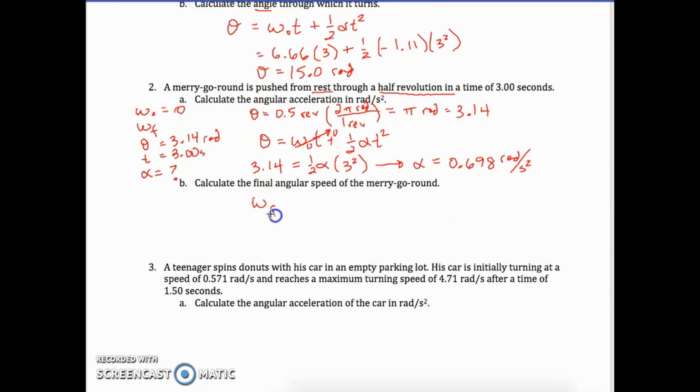Calculating the final angular speed, you can use any equation that you like as long as it has omega f in it. So let's use this one. Again, the first term is going to go to 0, but now we're going to use our answer from part A to get this answer, which is 2.09 radians per second.